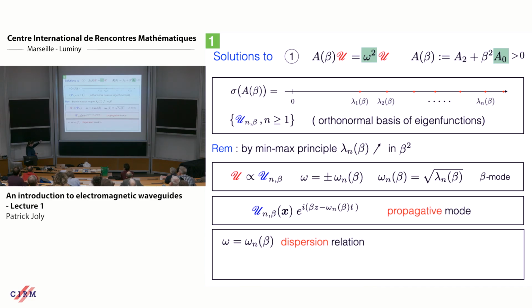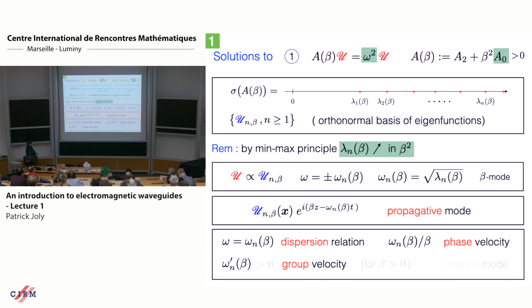Omega equal omega n of beta is called the dispersion relation of this particular mode. This ratio is the phase velocity, and the group velocity is the derivative of omega n of beta with respect to beta. Because of the monotonicity property in beta square of the eigenvalues, you can prove that this group velocity is positive for positive beta, and for this reason, this is called a forward mode.